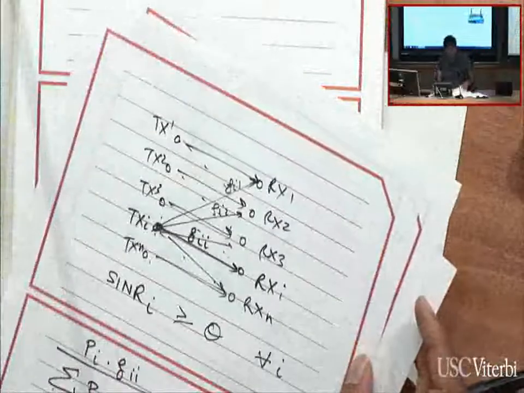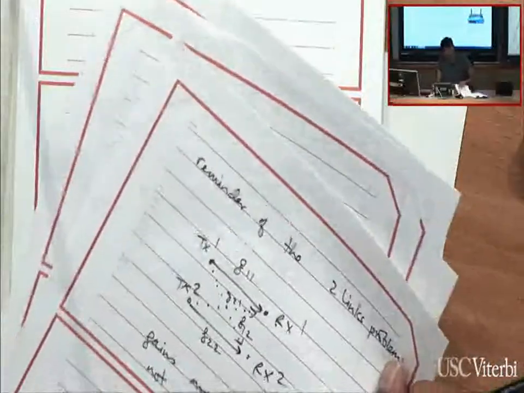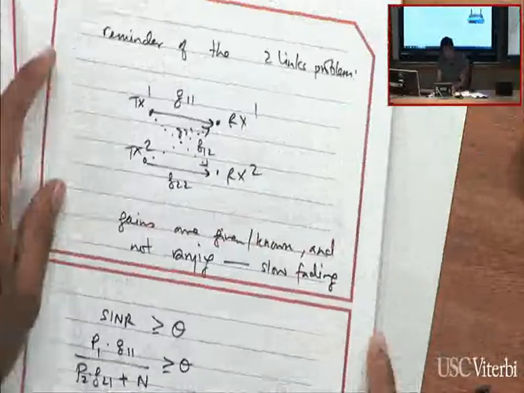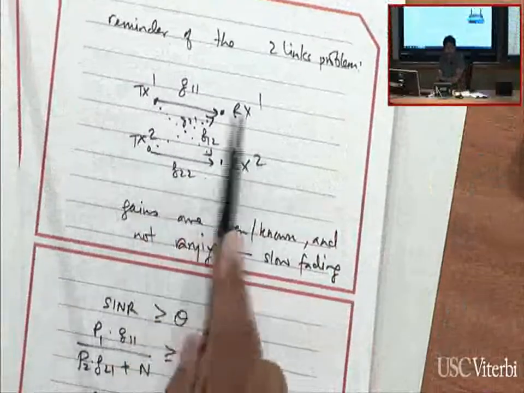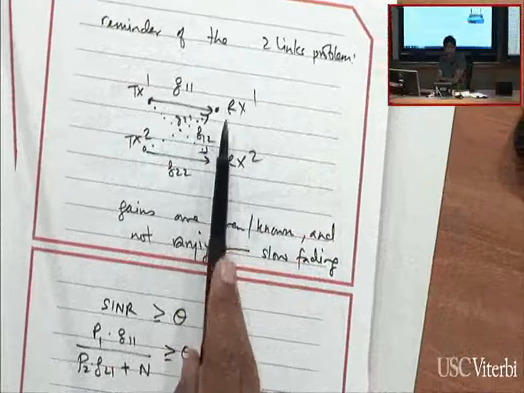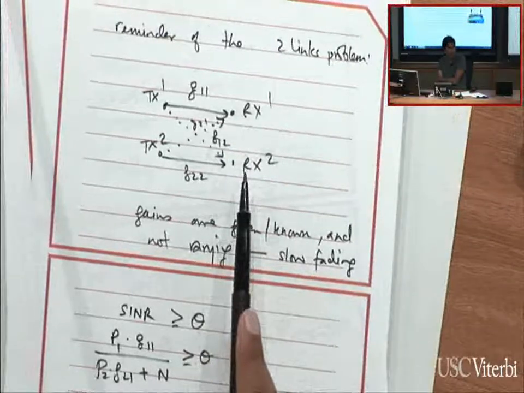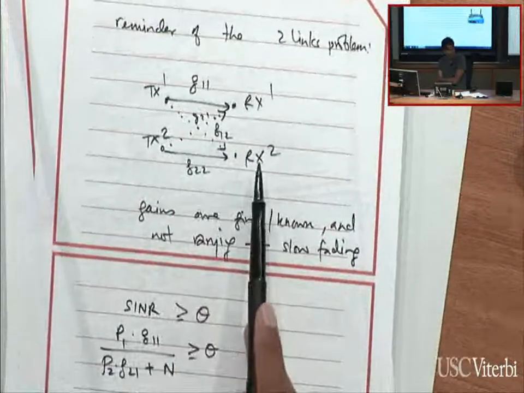This particular problem of power control is used in CDMA networks. It turns out that even if we allocate, so imagine these transmitters and receivers are different base stations and mobile devices, or mobile devices and base stations.